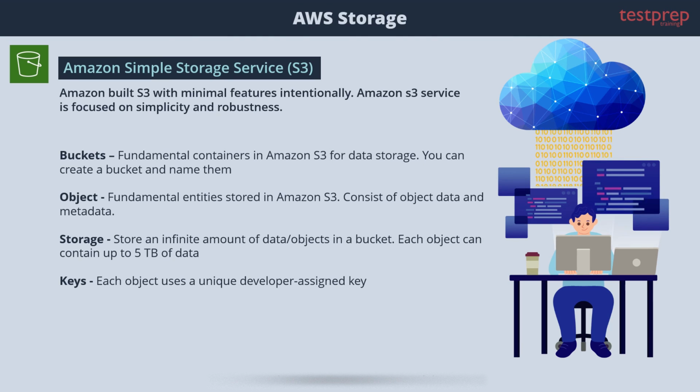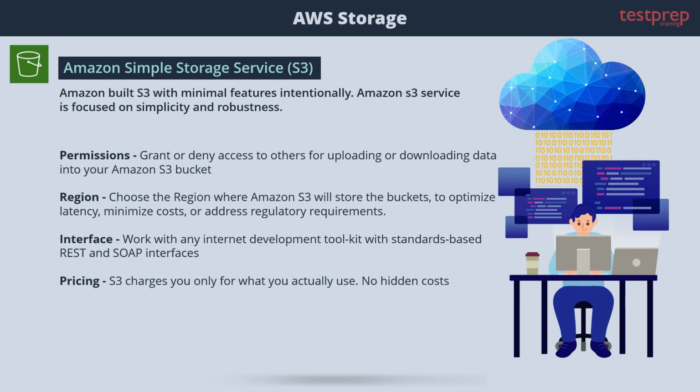4. Keys. Each object uses a unique developer-assigned key. 5. Permissions. Grant or deny access to others, for uploading or downloading data into your Amazon S3 bucket. 6. Region. Choose the region where Amazon S3 will store the buckets, to optimize latency, minimize costs, or address regulatory requirements. 7. Interface. Work with any Internet Development Toolkit, with standards-based REST and SOAP interfaces. 8. Pricing. S3 charges you only for what you actually use. There are no hidden costs.